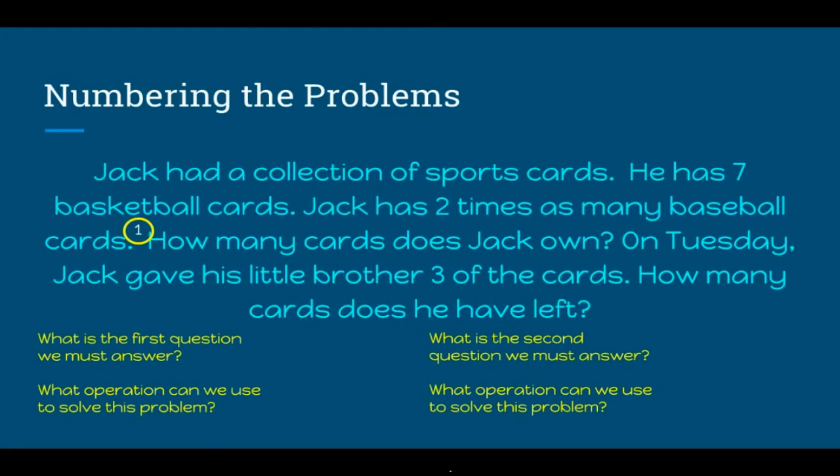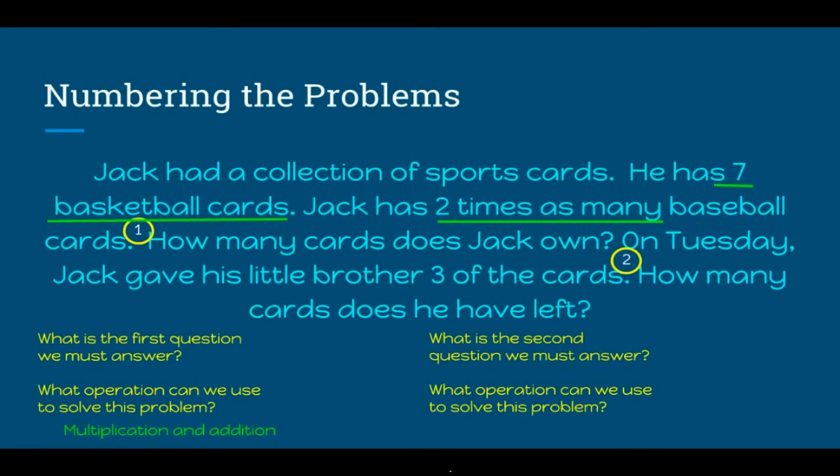As you can see, I numbered number 1 and put a circle around it near the question that I have to answer first. How many cards does Jack own? Well, I have to figure out what operation to use, and I realized that I actually have to do 2, multiplication and addition. I knew that because I found out that he had 7 basketball cards, but he has 2 times as many baseball cards, which means that his collection is a combination of basketball and baseball cards. So I will multiply the basketball cards by 2 to get the baseball cards, and then I will add the 2 totals together.